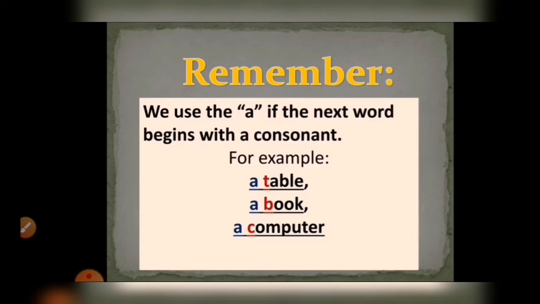Also, we use the article a for singular form. All our examples here are in singular form because they don't have an S. If you can still remember, plural form has S at the end of the word. For example, tables. But here we do not have S, so that means it is singular. So we use a for singular form only. If it's tables, we do not say a tables, we just say tables.